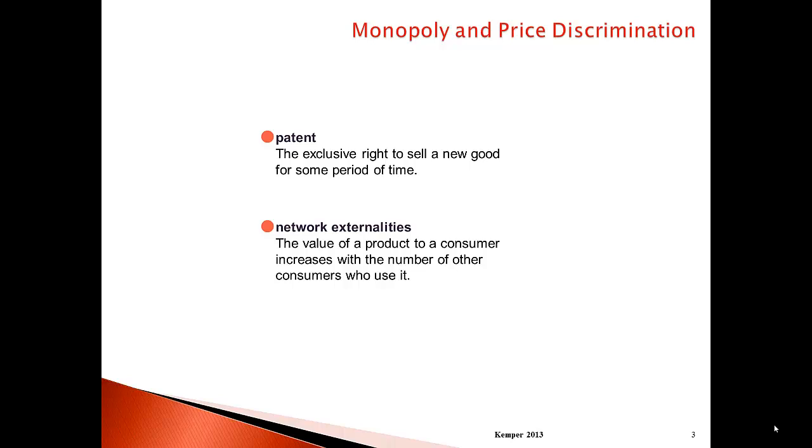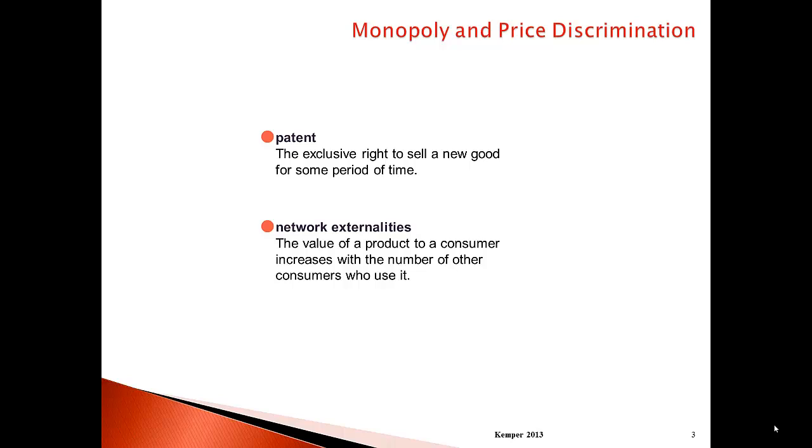Network externalities. We've talked about externalities. Those are things that happen outside of the market that you can't control. The value of a product to a consumer increases with the number of other consumers who use it. This is something that's very difficult to measure, but it's very important that we note it. The more people that use my product, the more valuable it becomes.